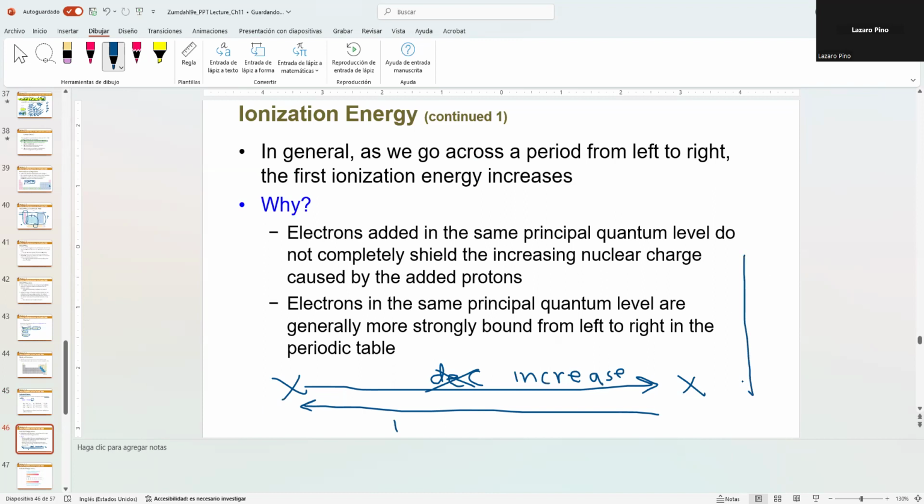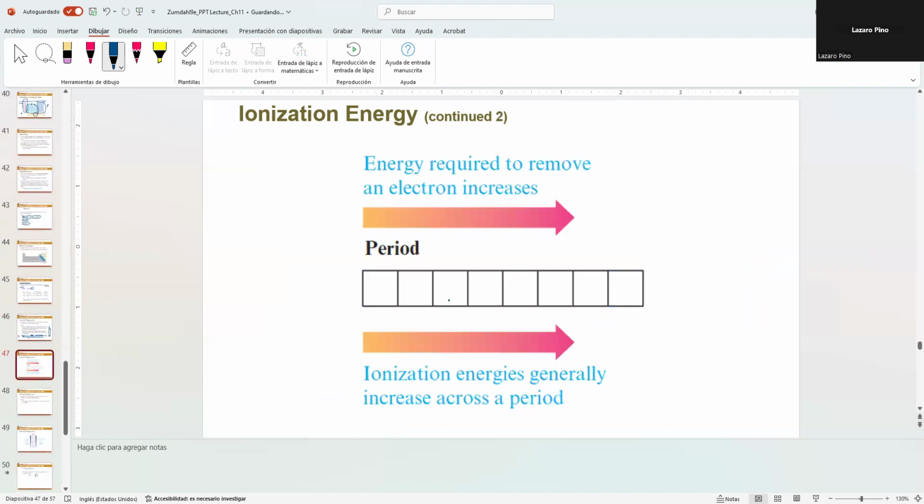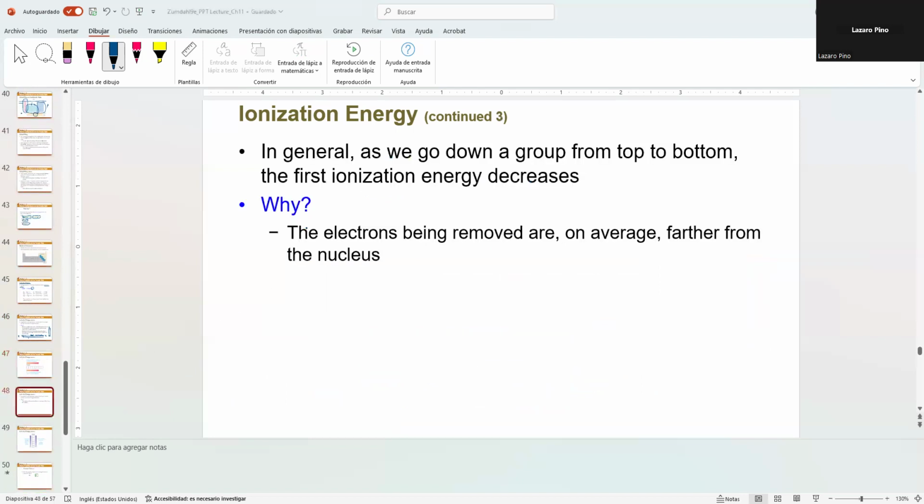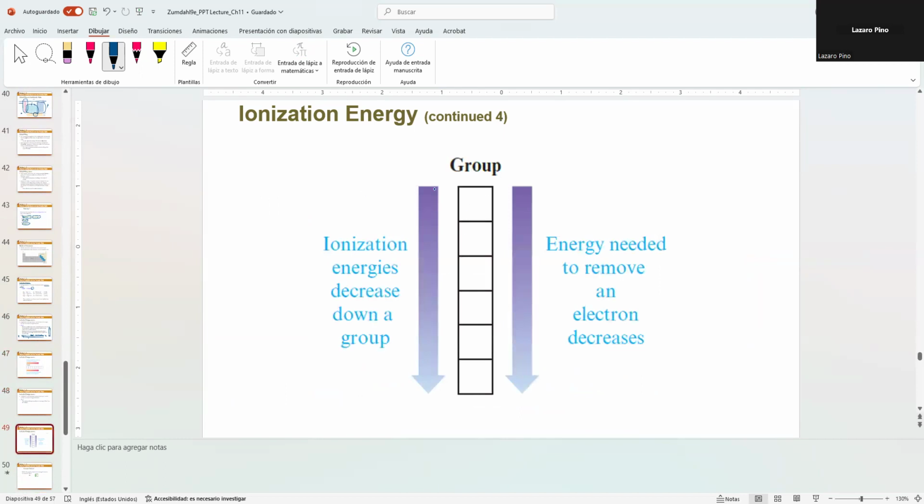That's why this property, the ionization energy, increases to the right and decreases to the left. And it also decreases when you are going down in a group, and increases when you are going up in a group. This is in the period, and this is in the group. Look, this is the behavior of the ionization energy in a period. Now, in general, as we go down in a group, the first ionization energy decreases. Why? Because the electrons being removed are, on average, farther from the nucleus, and it's easier to take them away. So this is the behavior of the ionization energy in the group.